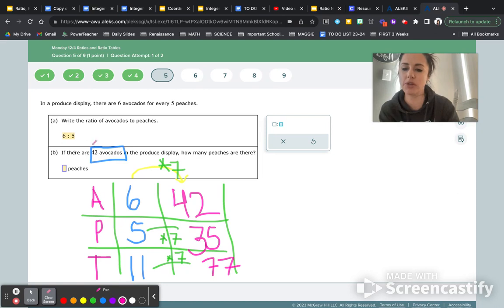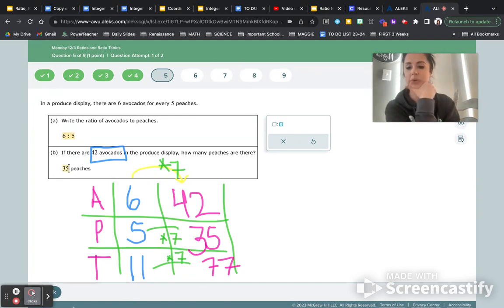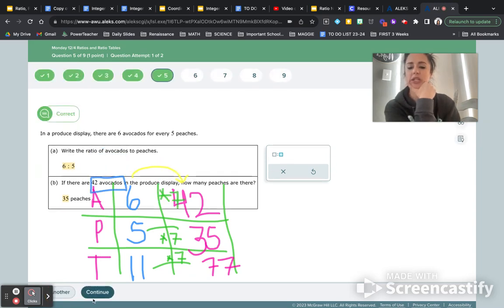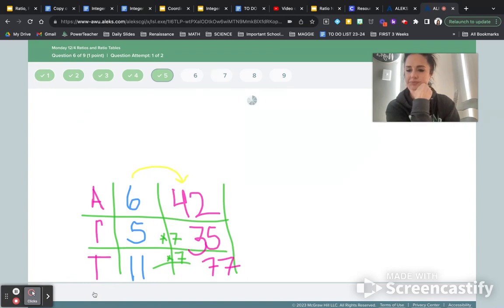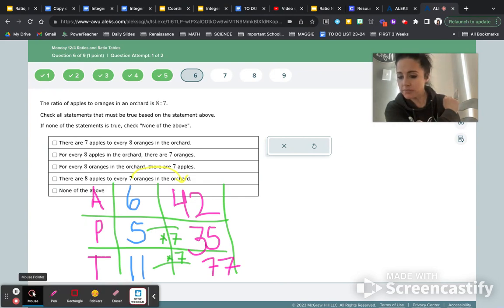Okay, so how many peaches are there? Long story short, we are going to click 42 avocados. So we're going to click 35 peaches up here. Okay. Checking. Checking. Okay, here we go. Oopsies. Let me just clear that off for us. Sorry. Still getting used to this, so you know.